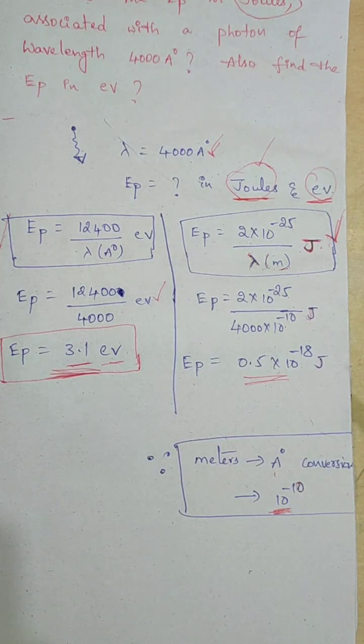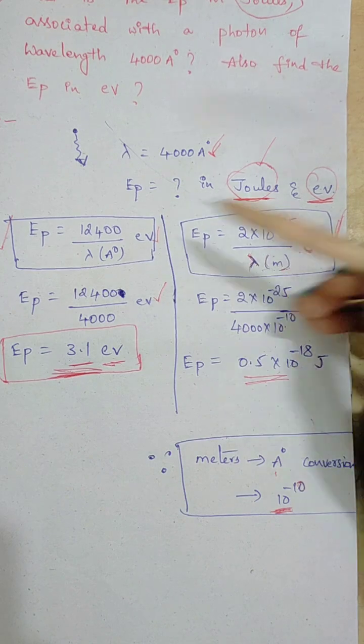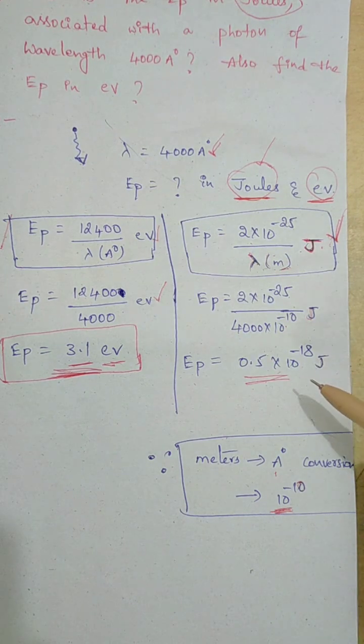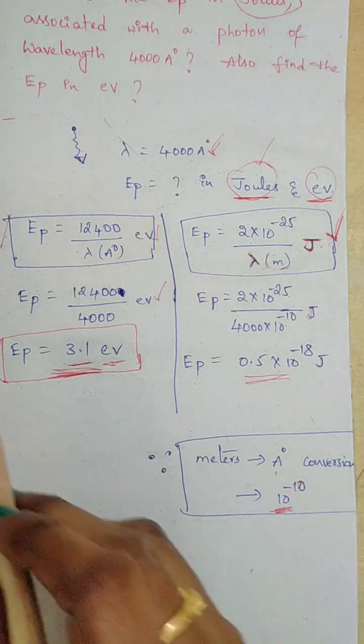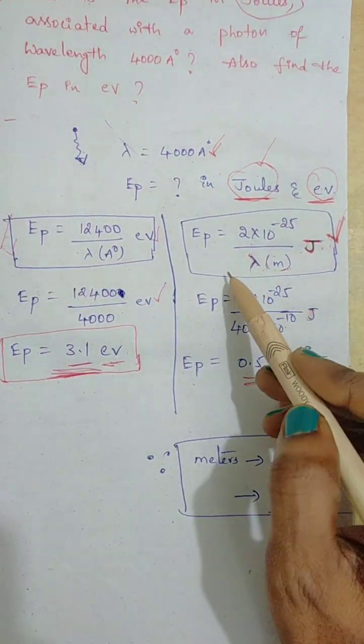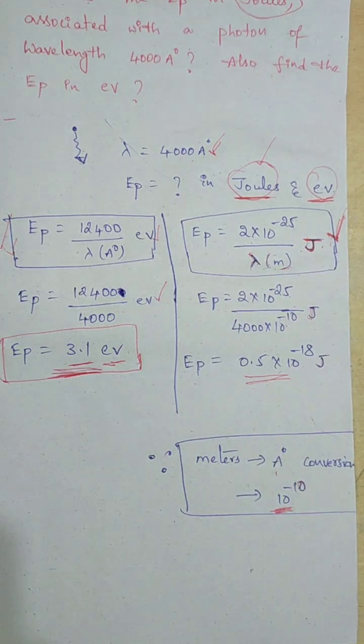Whenever we want to calculate the energy of a photon in electron volts, this is the formula. And whenever you want to calculate the energy of a photon in joules, this is the formula. These two formulas are very, very important in the further sessions.